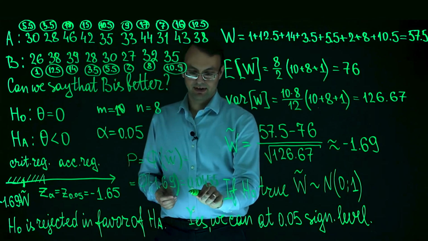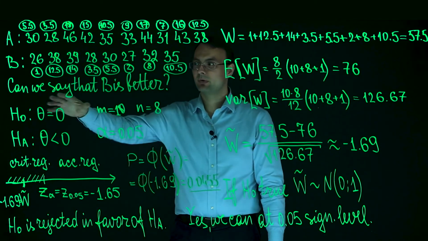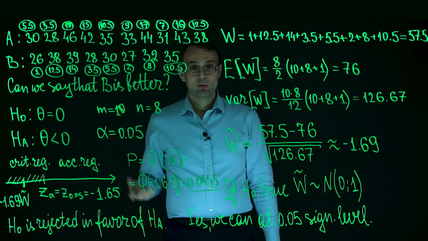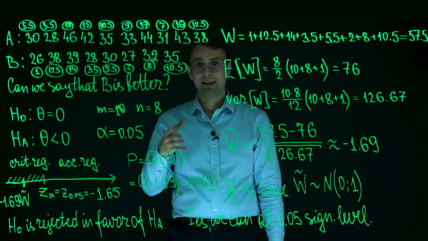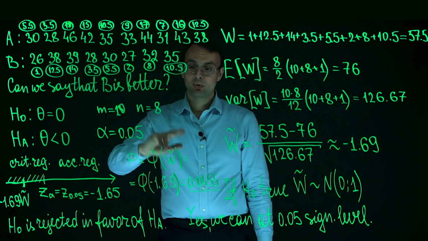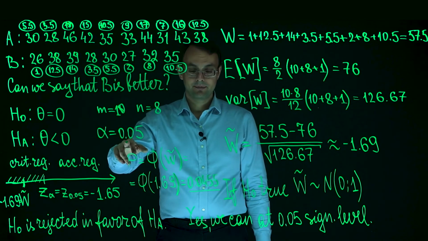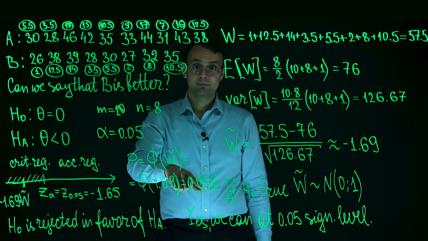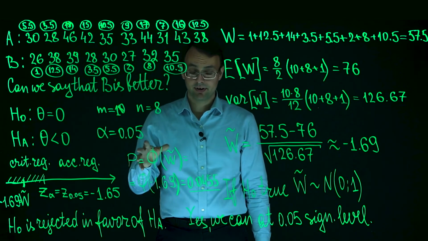So this is the p-value, and we see how we can use it as an answer. We were asked, can we say that B is better? How can we answer this question using the p-value? We choose the significance level. If we prefer p-values as an answer, after we have got the p-value, we choose the significance level and say our significance level is 0.05. Our significance level is greater than the p-value. That is why the null hypothesis is rejected in favor of the alternative one.